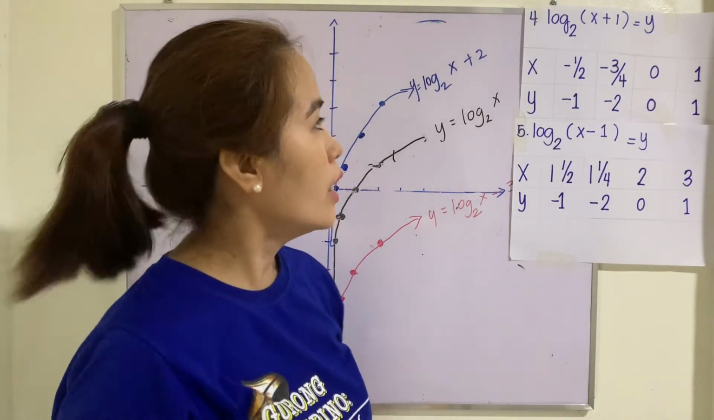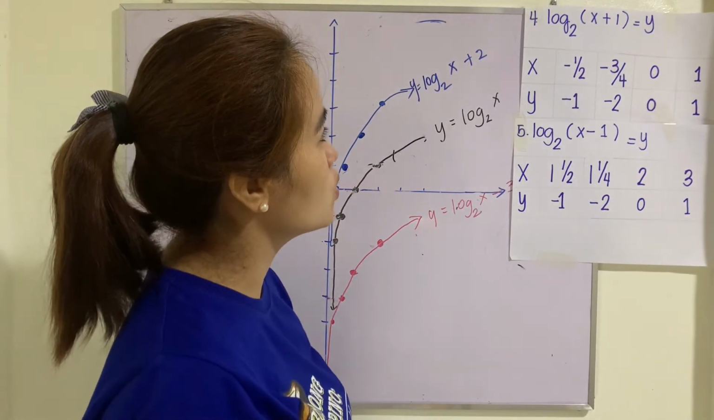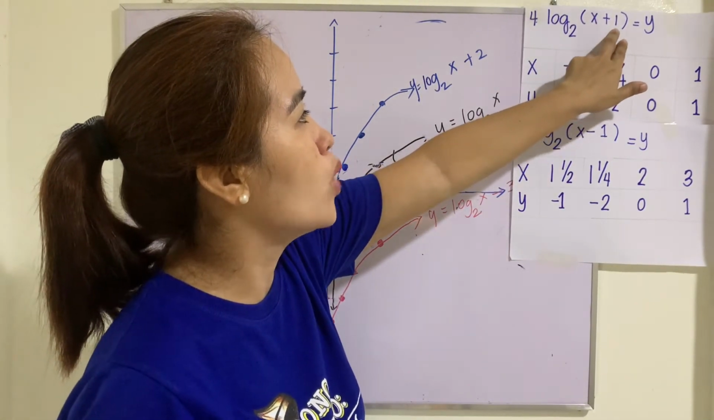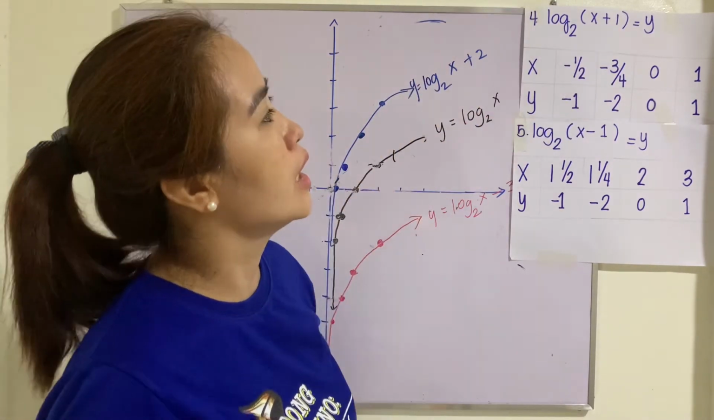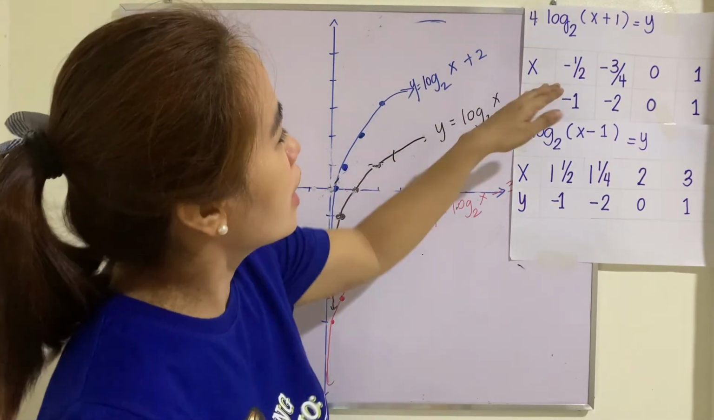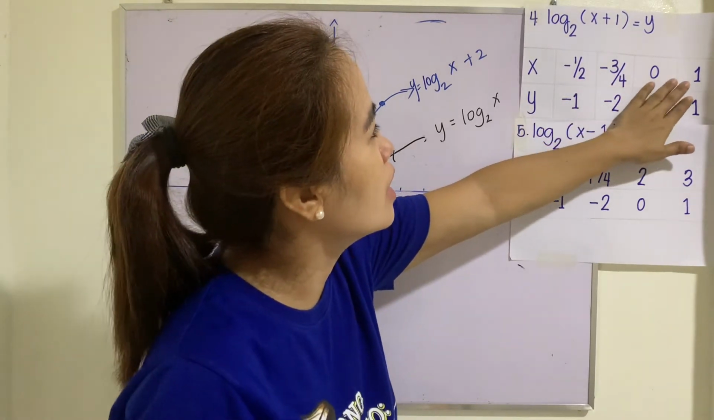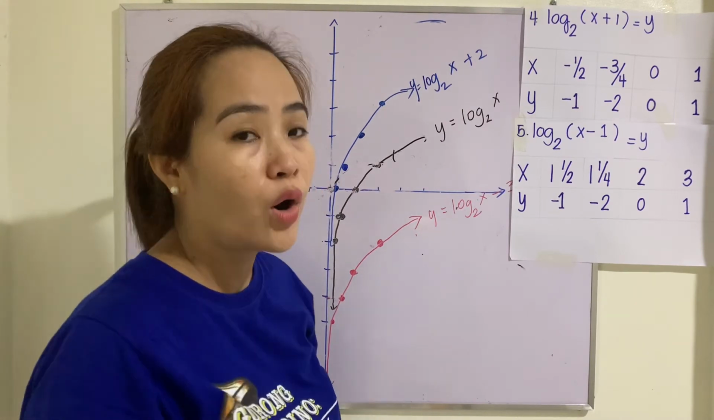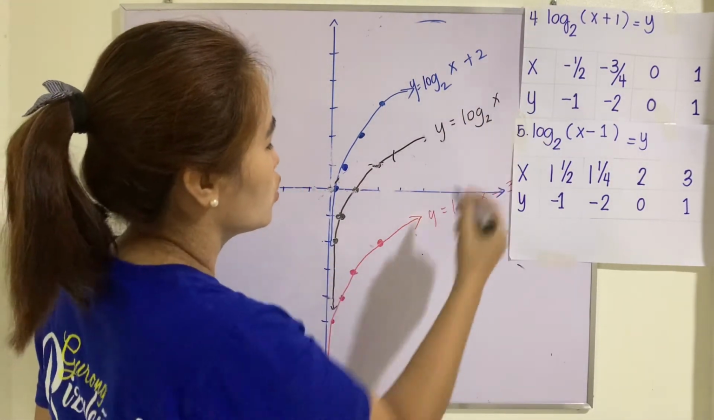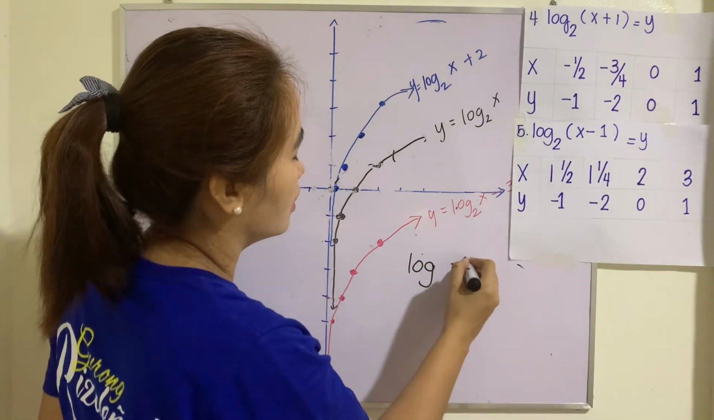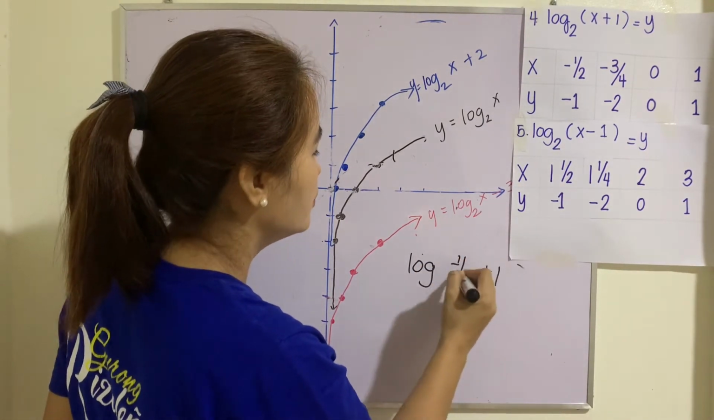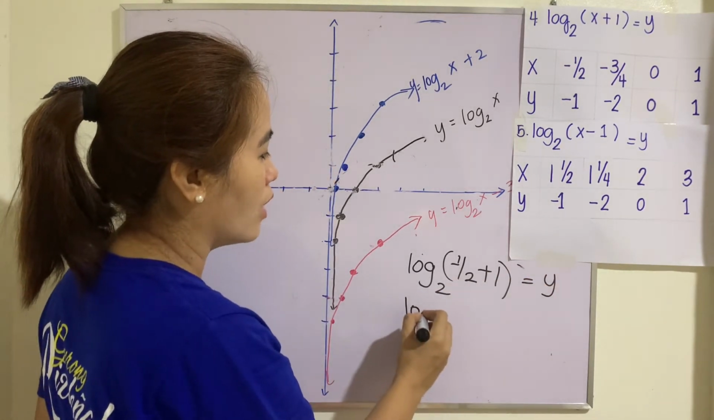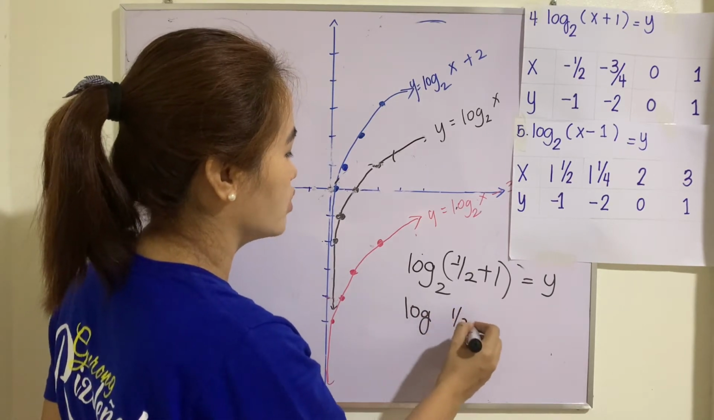Example number 4. Log of x plus 1 to the base 2 is equal to y. Take note that this time, x is added to 1 first before we get its logarithm. So I have assigned already values for x again so that I can get a whole number value or exact value for y. Okay, let's do the first one. This is log of negative 1/2 plus 1 to the base 2 equals y. We know that negative 1/2 plus 1 is 1/2 to the base 2.